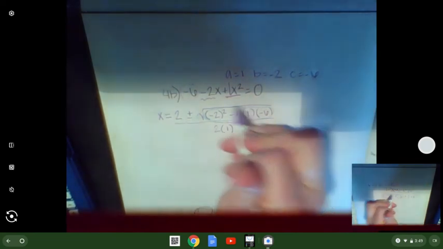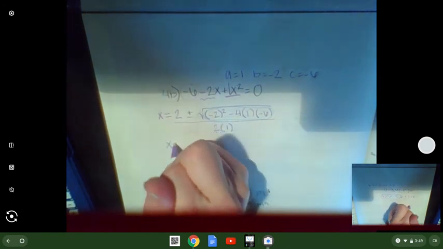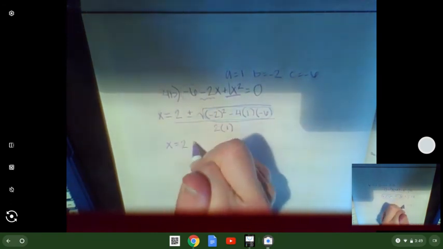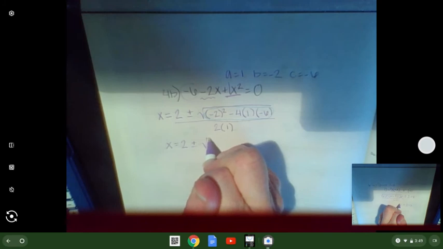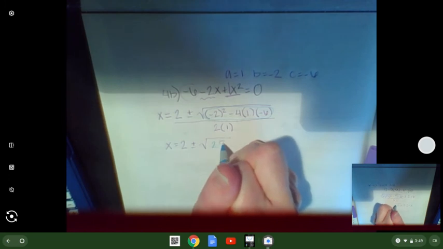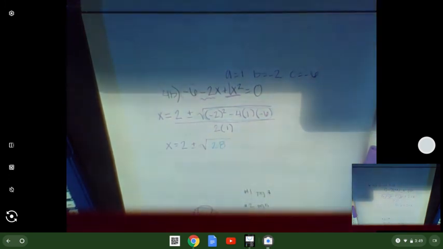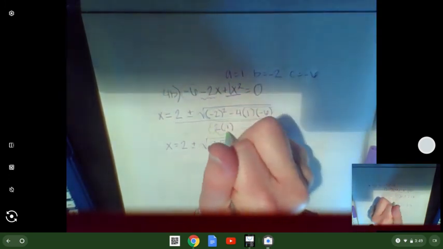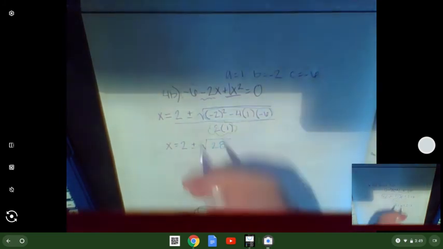So I typed in everything that I just circled here in blue. I still have the 2, I still have the plus or minus, still have the square root. And when I typed that into my calculator, I got, underneath the square root symbol, 28. Next thing we should be doing is multiplying in the denominator. 2 times 1, don't need a calculator for that, is 2.